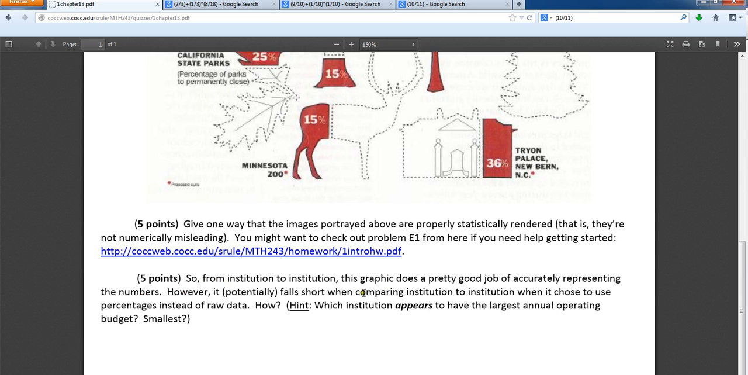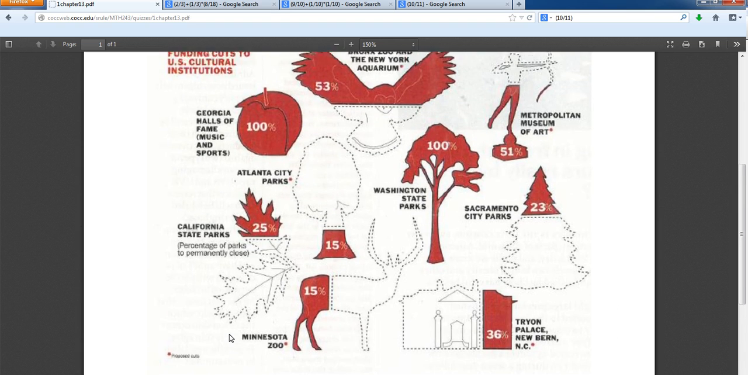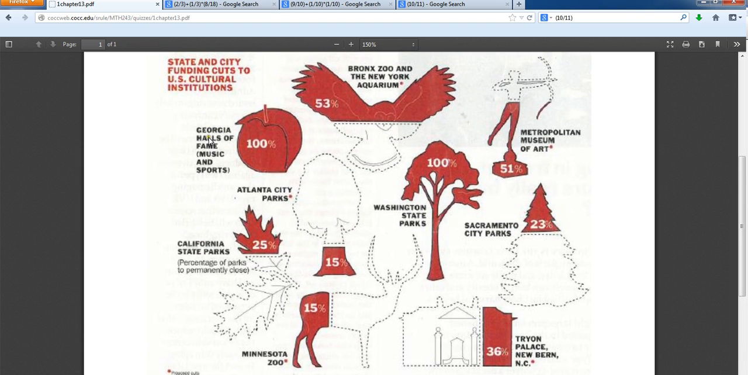However, it potentially falls short when comparing institutions, when it chose to use percentages instead of raw data. Which institution appears to have the largest annual operating budget? Here's the deal. Suppose Georgia's Hall of Fame had an operating budget of $1, just pretend for a second, and they lost that dollar next year. They lost 100% of that $1.